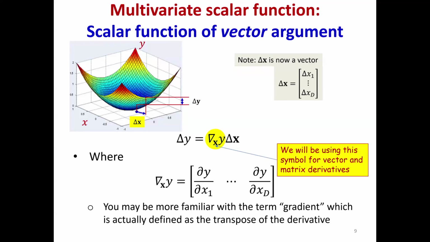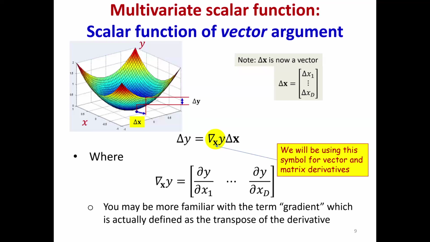And this derivative is going to be, what kind of a structure? If x is a column vector, what is this derivative again? It's a row vector. And the entries are the partial derivatives of y with respect to x. Now, how many of you have heard the term gradient? Most of you.